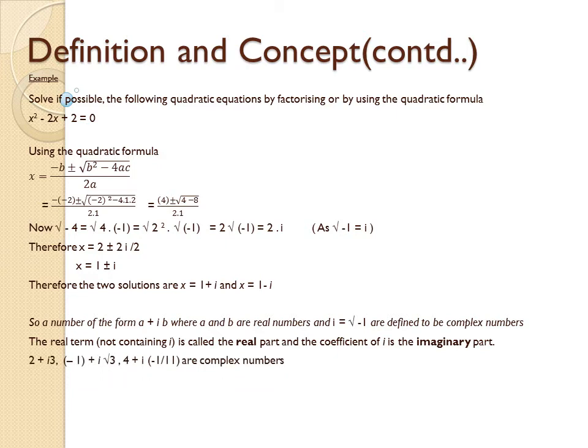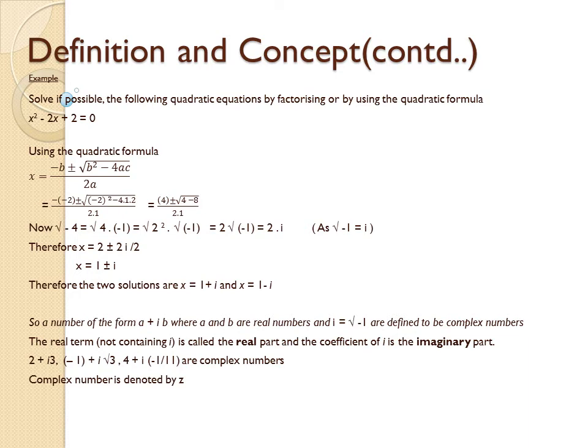So 2 plus i3, minus 1 plus i root 3, 4 plus 4 plus i of minus 1 by 11, all are complex numbers. See, the terms which are having one i associated with this, that is called a complex number.